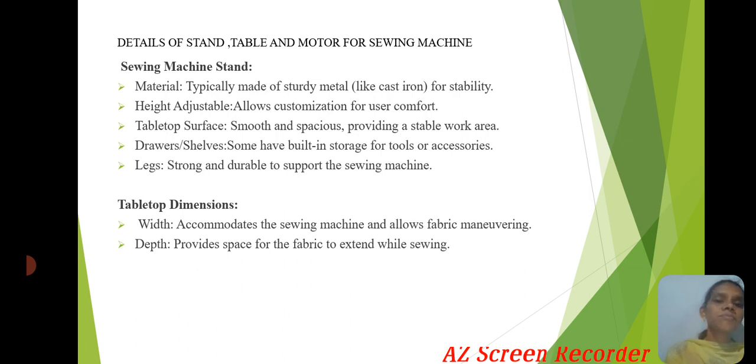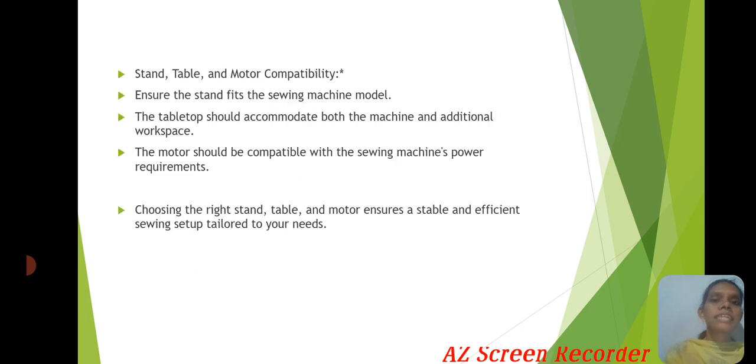Table dimensions: width accommodates the sewing machine and allows fabric maneuvering. Depth: providing space for fabric extension while sewing. Stand, table, and motor compatibility: ensure the stand fits the sewing machine motor. The table top should accommodate both the machine and additional workspace. The motor should be capable within the sewing machine power requirement.